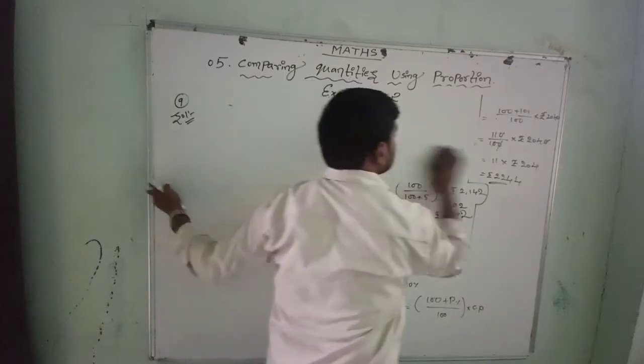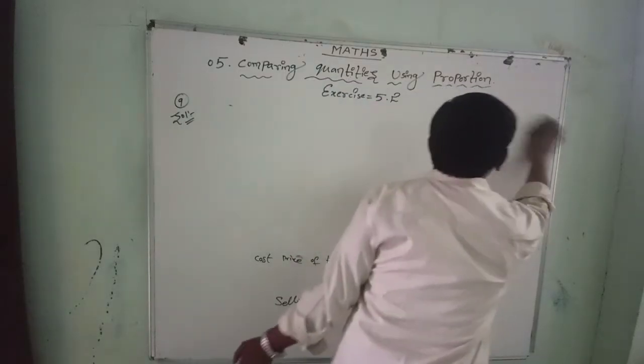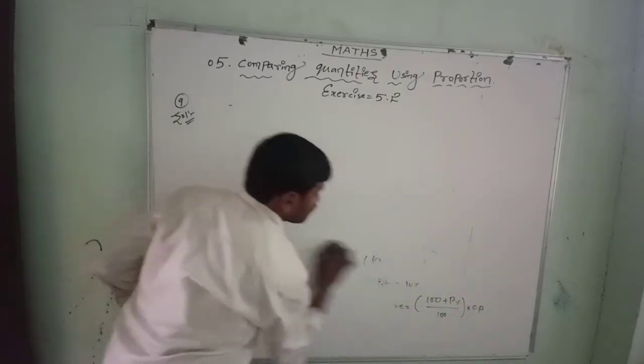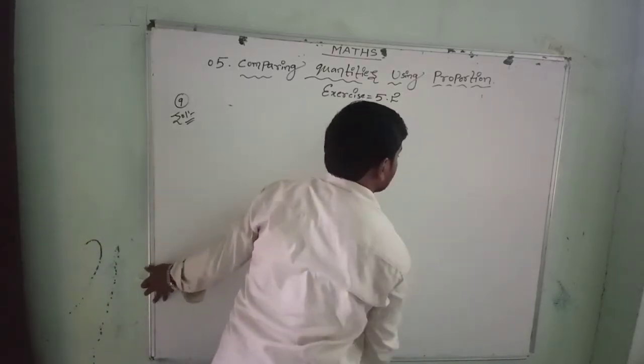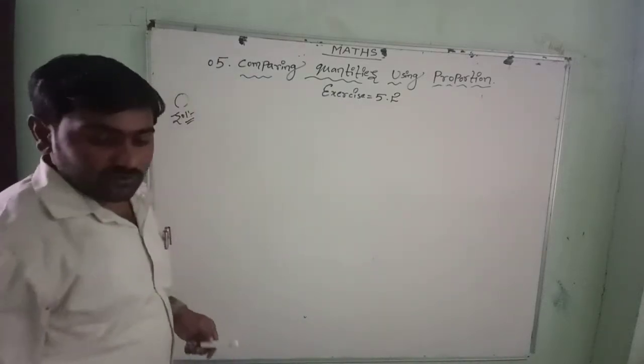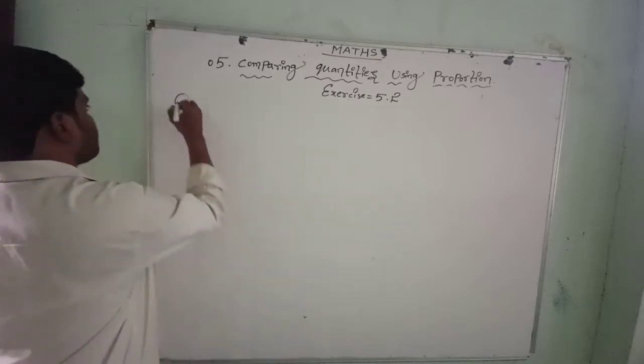See the cost price formula and selling price formula when the profit percentage is given. I have told you these 4 formulas. All the formulas I have given, 30 formulas, you should be perfect in all those 30 formulas. Then only you can do all these questions.